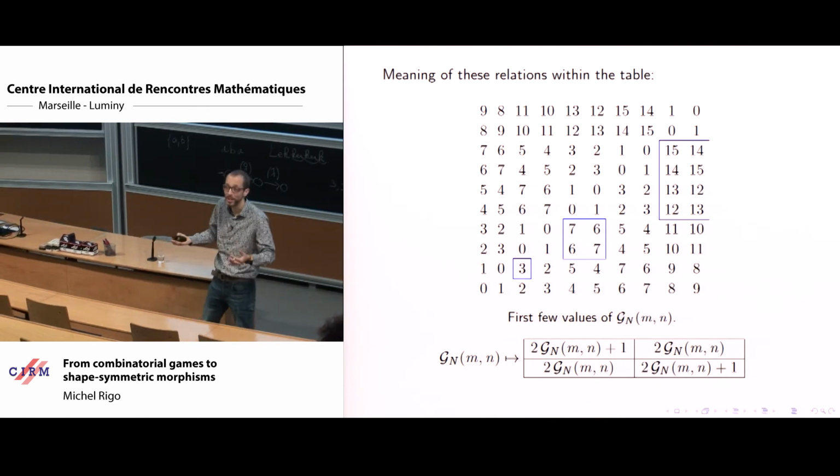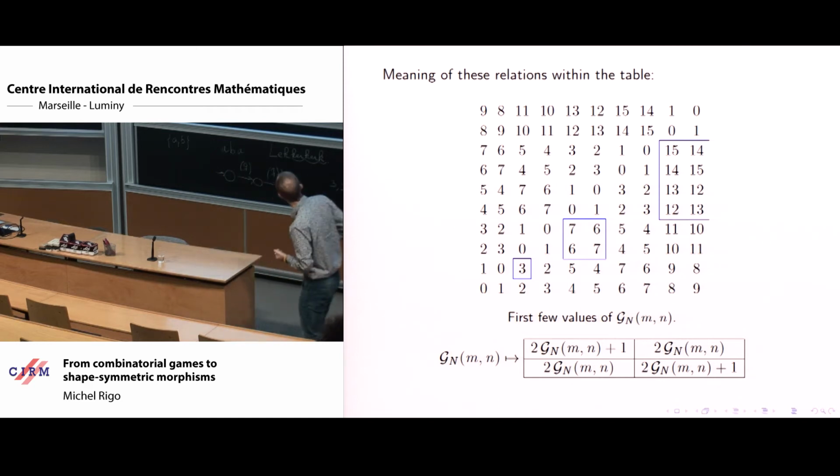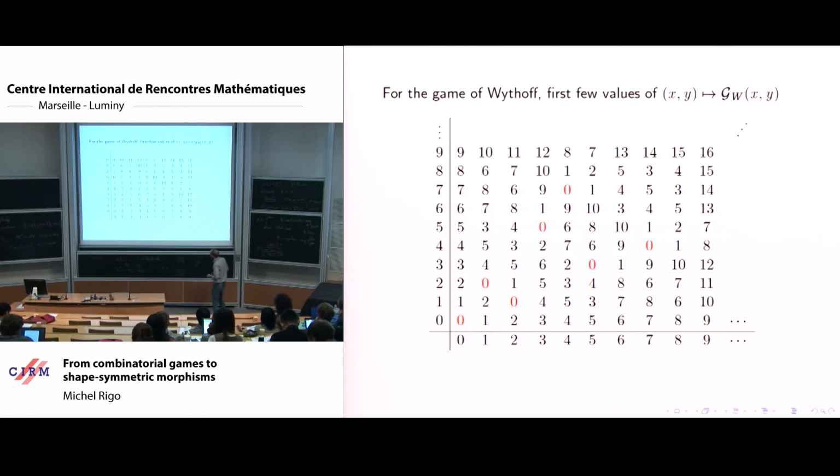So now I know exactly the structure of the table just by knowing that the sequence is 2-regular. So I'm happy with that. I know many things. So next, let's look at this table.